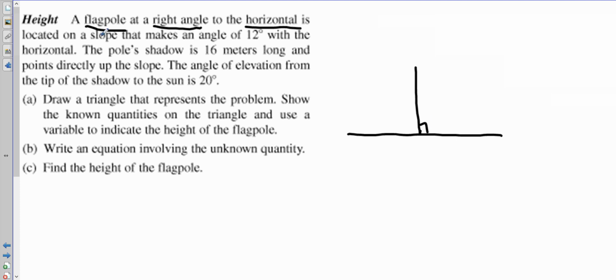Now, it says it is located on a slope that makes an angle of 12 degrees. So we have a slope right here, and a 12-degree angle. I'll just draw it like that. This angle right here is 12 degrees. The pole's shadow is 16 meters long and points directly up the slope. So here's our slope and here's the flagpole, and the shadow goes directly up the slope, which is 16 meters.